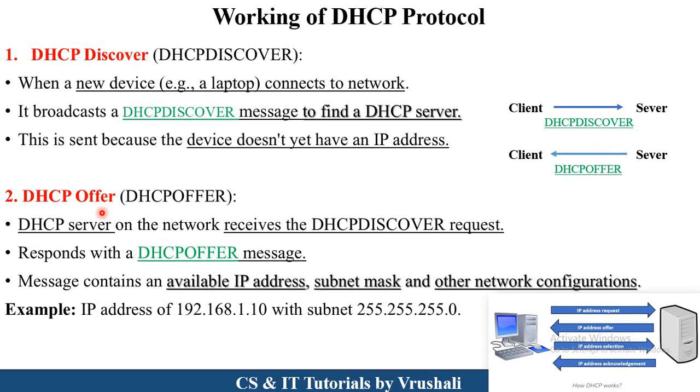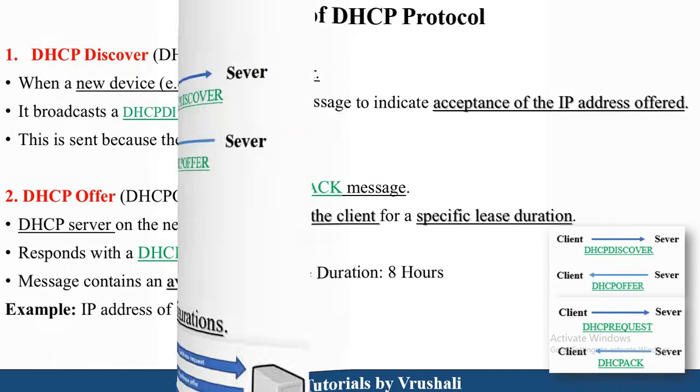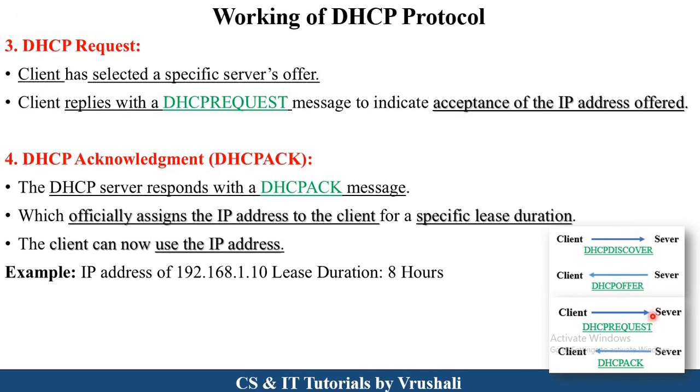The next step is DHCP offer. The DHCP server receives this DHCP discover request and responds with a DHCP offer to the client. This DHCP offer includes the available IP address, subnet mask, and other network configuration. So, in the first step, a new device wants to connect to the network, so it sends a DHCP discover message to find the DHCP server. In the second step, the DHCP server receives this request and sends a message with the available IP address, subnet mask, and other network configurations.